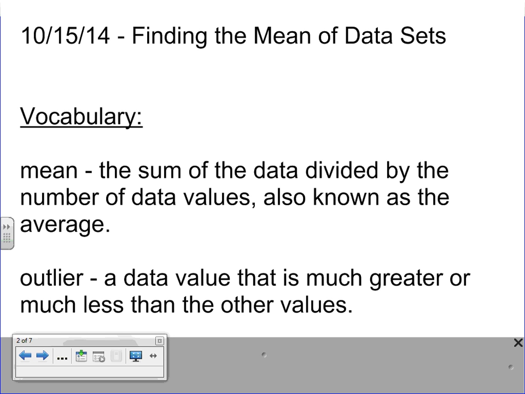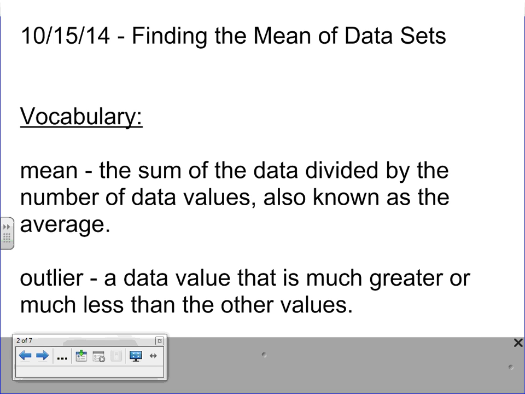The other vocabulary term we have today is outlier. It's a data value that is much greater or much less than the other values. Now I say much greater or much less because it has to be much larger or much smaller than the rest. Not just necessarily the highest value or the lowest value, but a number that really doesn't fit. When you look at it, you say to yourself, something seems wrong with that. That doesn't seem like the right number, or that seems like it's way too big, way too small to fit.